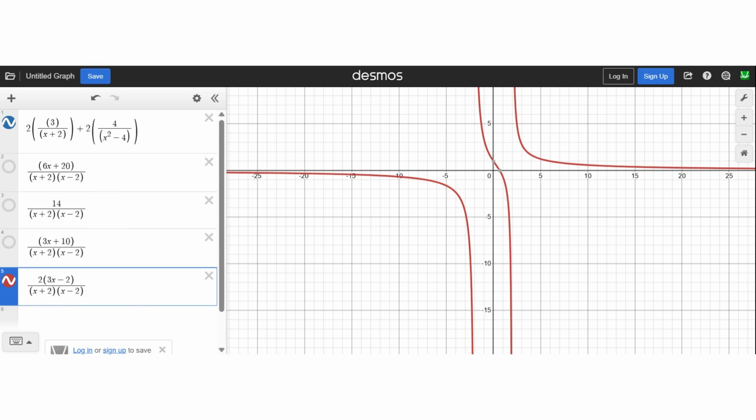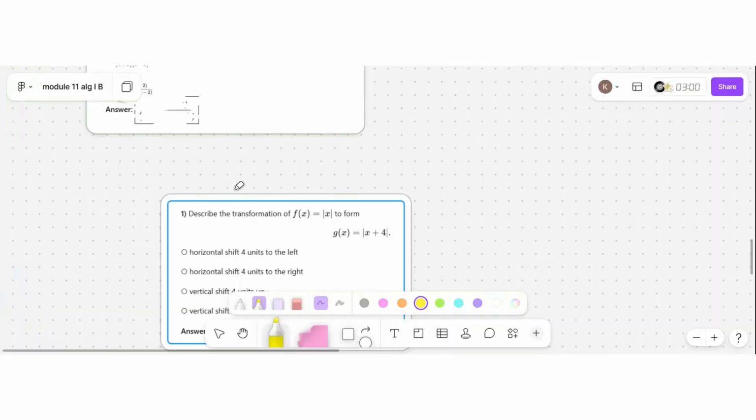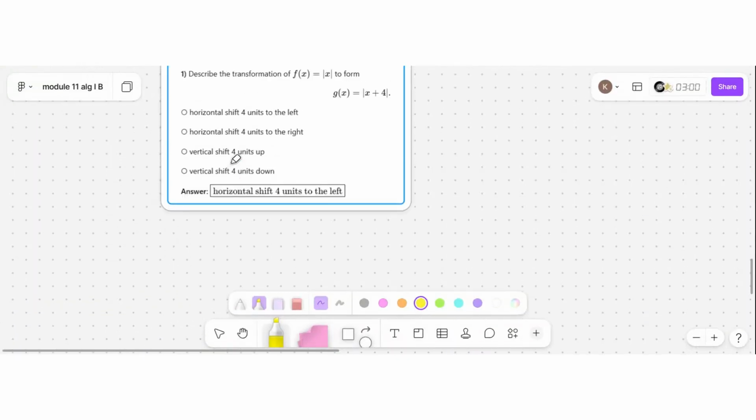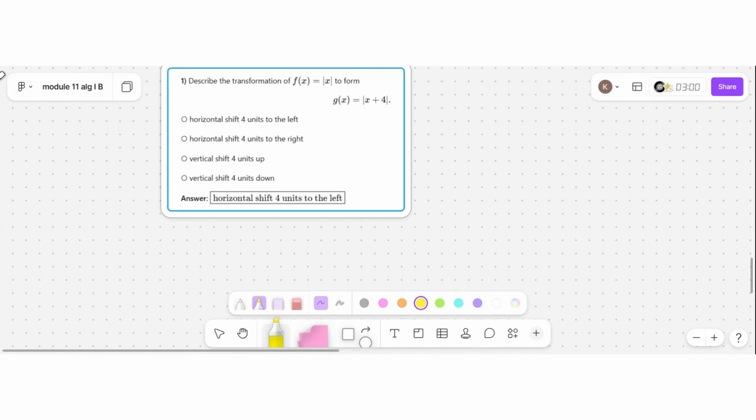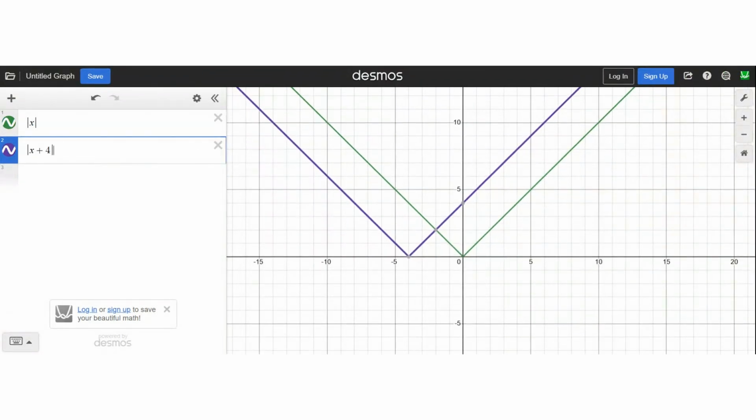Looks like we have one more. Last question is this one right here. It says, describe the transformation of f(x) equals |x| to form |x + 4|. But we got to remember to put the brackets in. So the brackets that it's showing here, those 2 lines, you can find them on your keyboard.